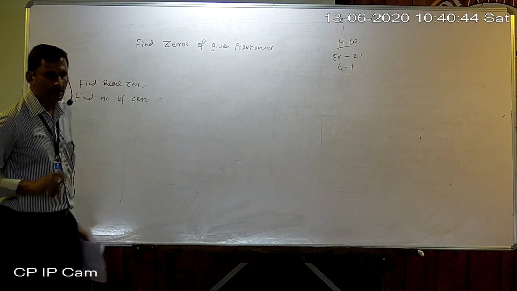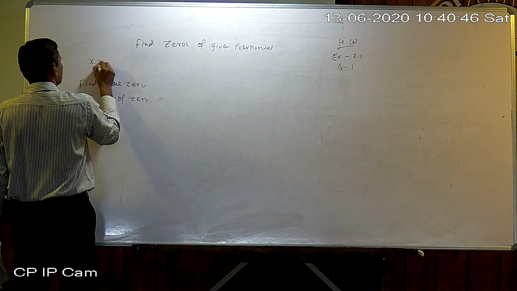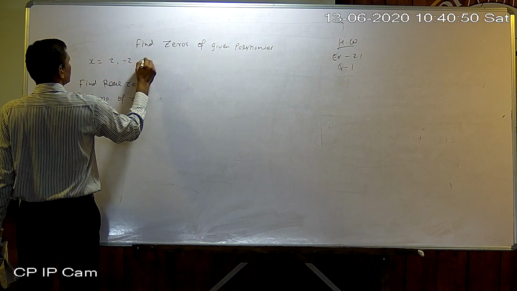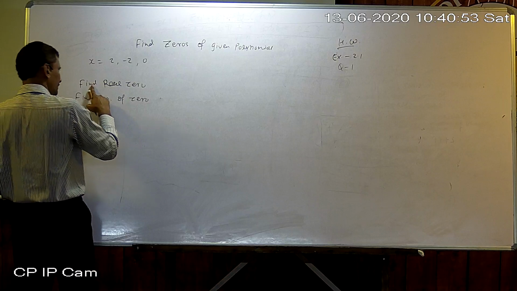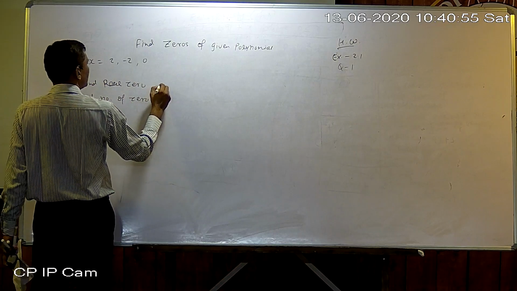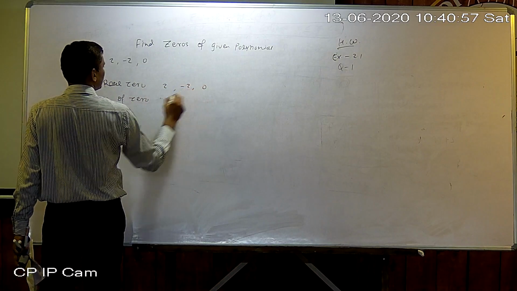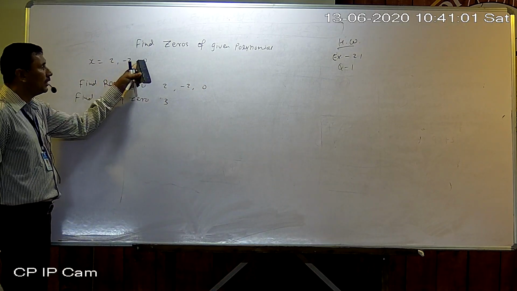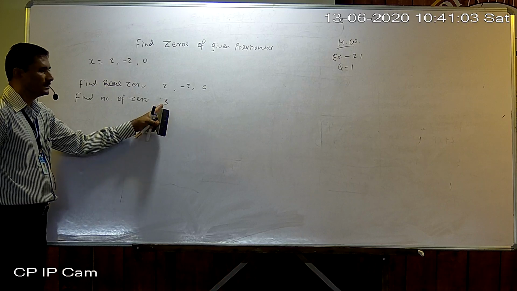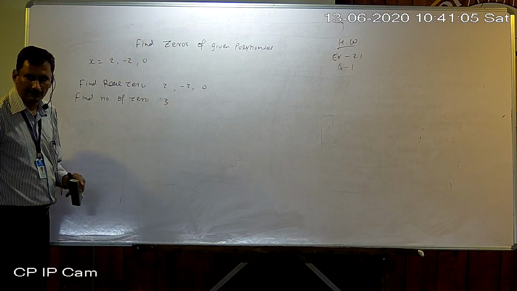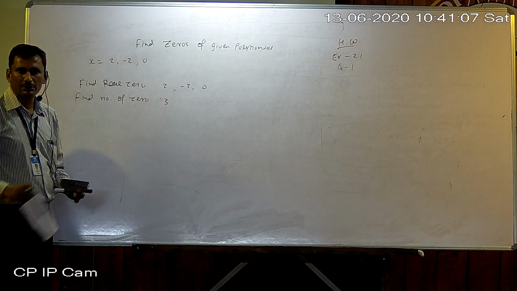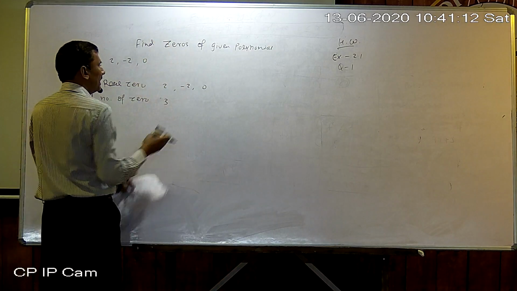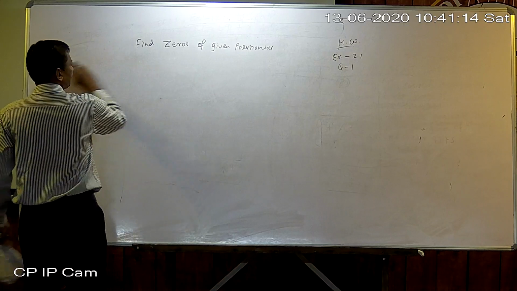Suppose I give you x equal to 2, minus 2 and 3. So find real zeros: the answer will be 2, minus 2, 0. Here the number of zeros will be 3 only. Why 3? Just count them. How many are there? So 3 are there. What is the value? That is not important. Here the value is important. So real zeros means value of x is required.